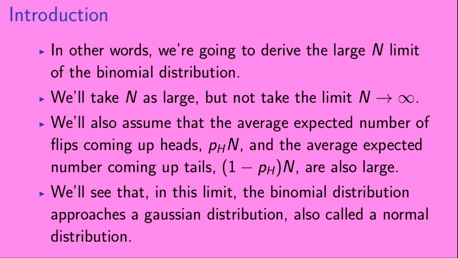We'll take N as large, but we're not going to take the limit where N goes to infinity. We'll also assume that the average expected number of flips coming up heads, which is pH times n, and the average expected number coming up tails, which is 1 minus pH times n, are also large. We'll see that in this limit, the binomial distribution approaches a Gaussian distribution, also called a normal distribution.